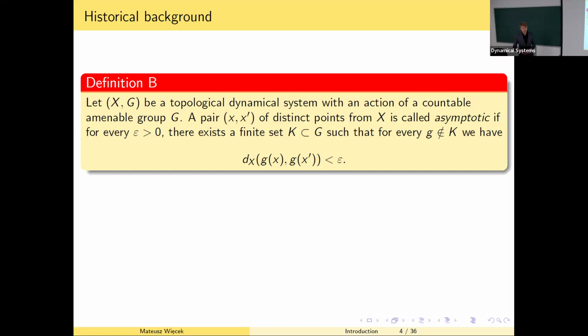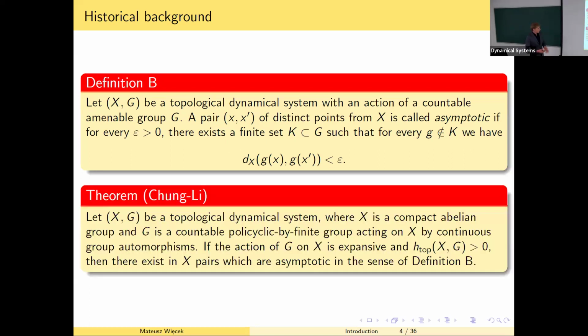In the sense of this definition, a pair of distinct points is asymptotic if we may say that the orbits of these points approach each other outside of finite sets. So for every positive epsilon, there exists some finite subset K of G, such that for every element g outside of this set K, the distance between g of x and g of x prime is smaller than epsilon. And using this definition, Chung and Li in 2015 proved a theorem stating that if we have a topological dynamical system, somewhat specific, where X is a compact abelian group on which a countable polycyclic-by-finite group acts by continuous group automorphisms, so this is an algebraic action, then if this action is expansive and has positive entropy, there exist asymptotic pairs in X in the sense of definition B.